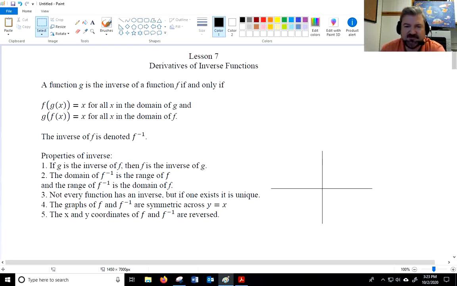Hello, welcome to Lesson 7 in our third unit in AP Calculus. Today we're going to be talking about the derivatives of inverse functions.